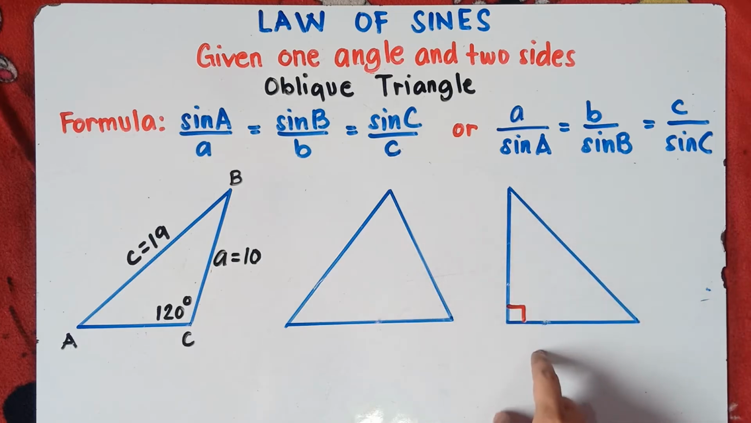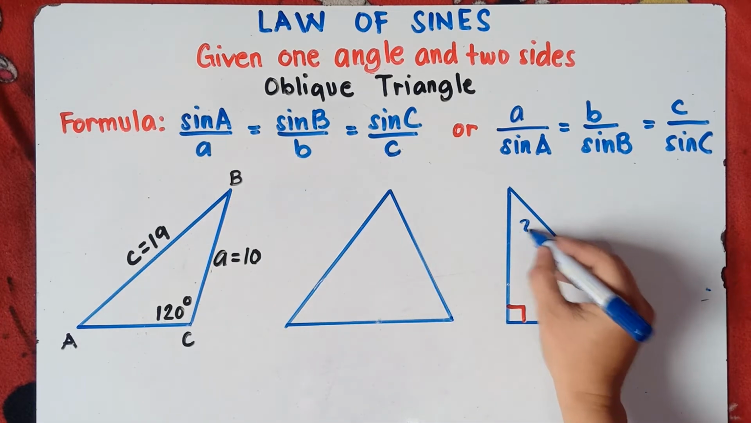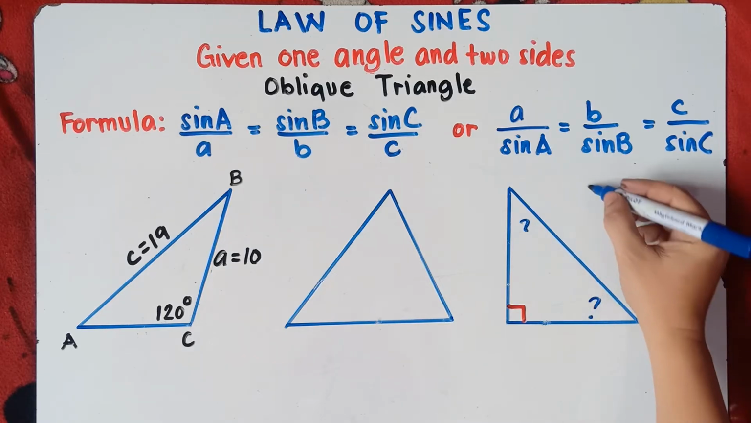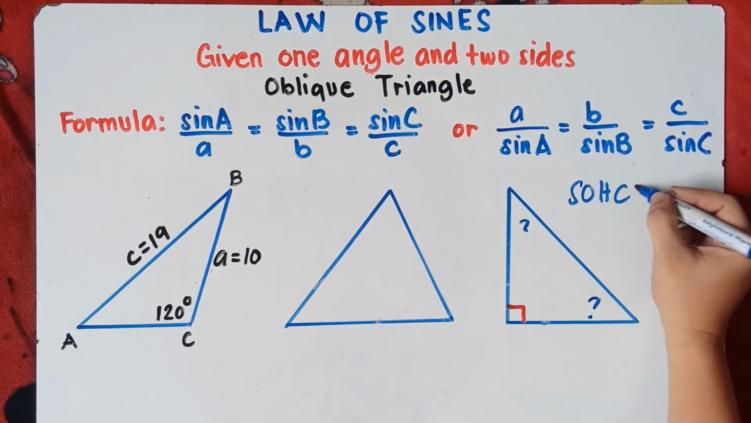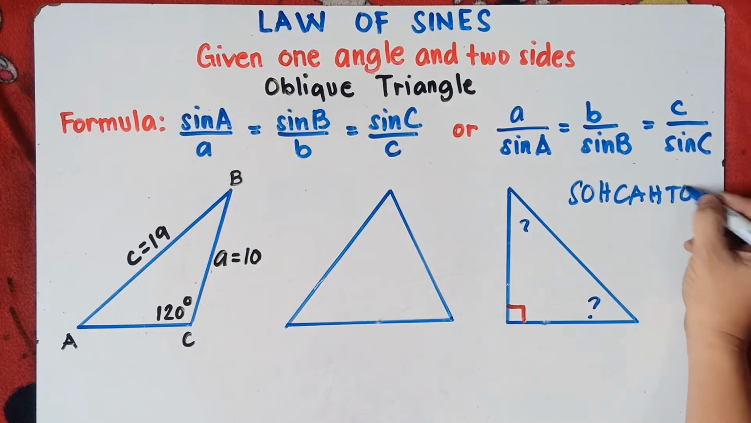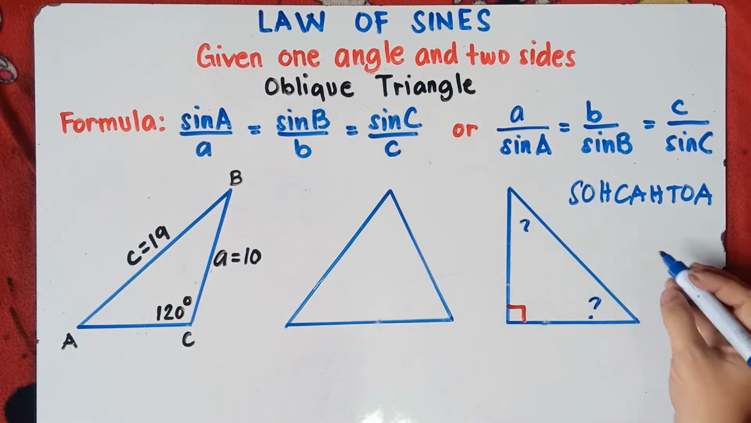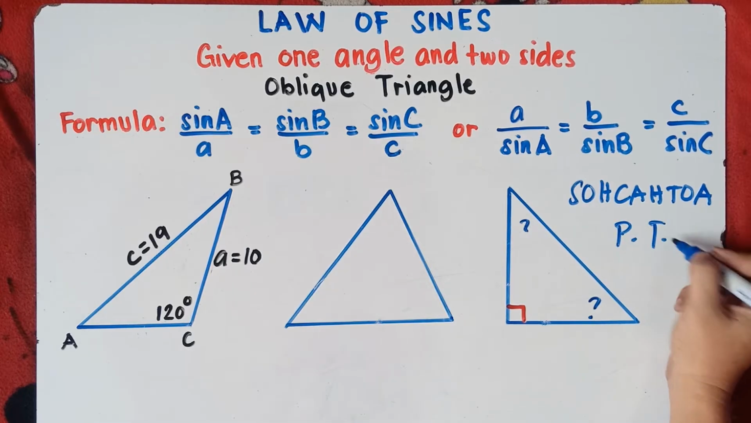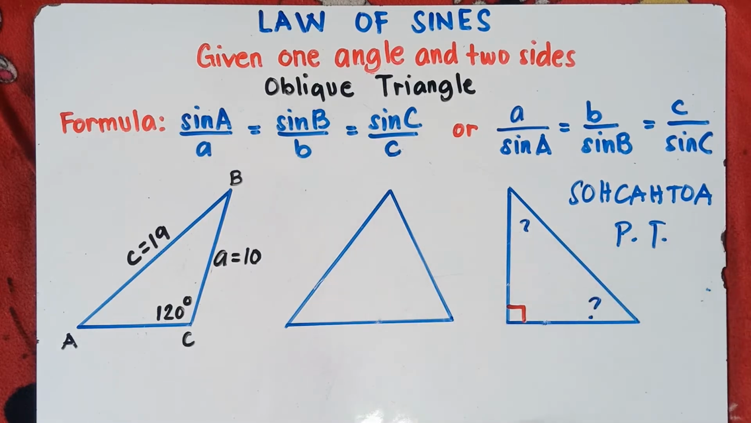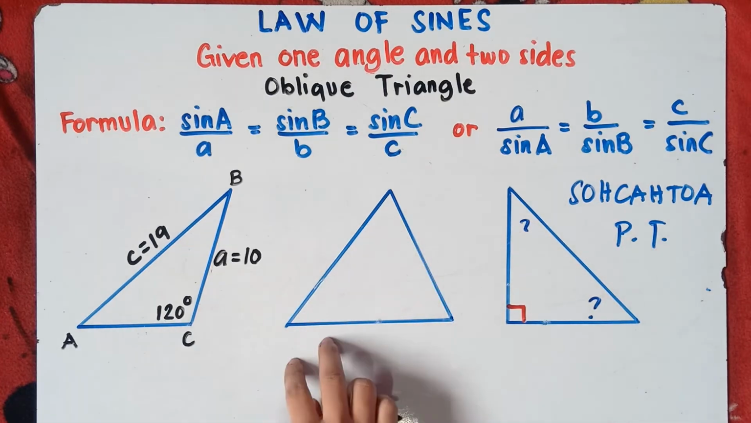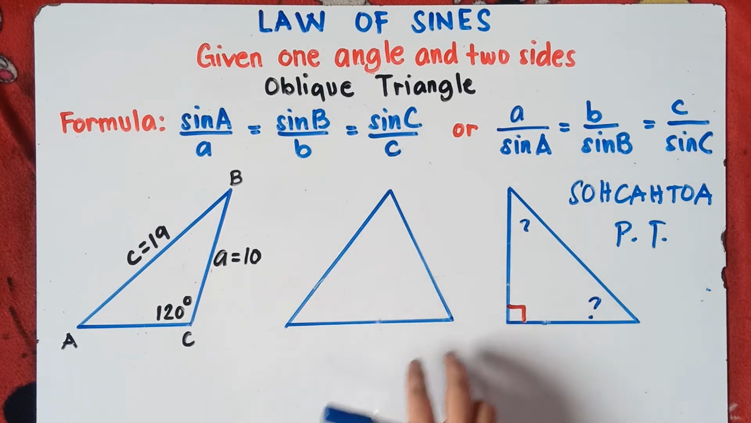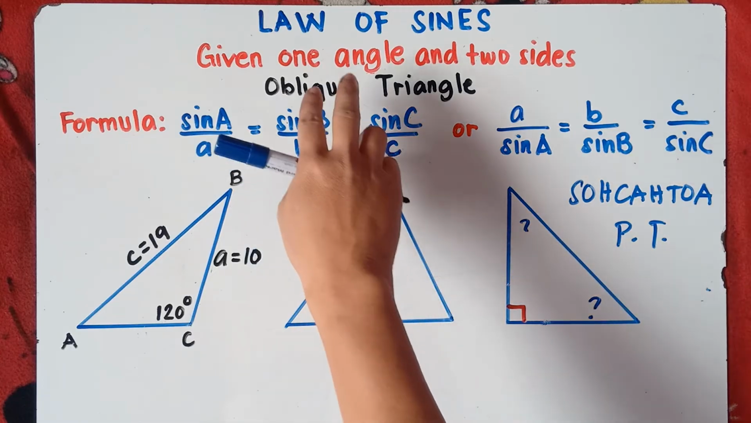Because if a triangle does contain 90 degrees, like this one, you can find the angle or the side using SOHCAHTOA: the sine ratio, the cosine ratio, and the tangent ratio, if the triangle is a right triangle. Or you can also use the Pythagorean theorem in finding one side. Now, if the triangle is an oblique triangle, like this one, which does not contain a 90 degree angle, you will use the sine law.